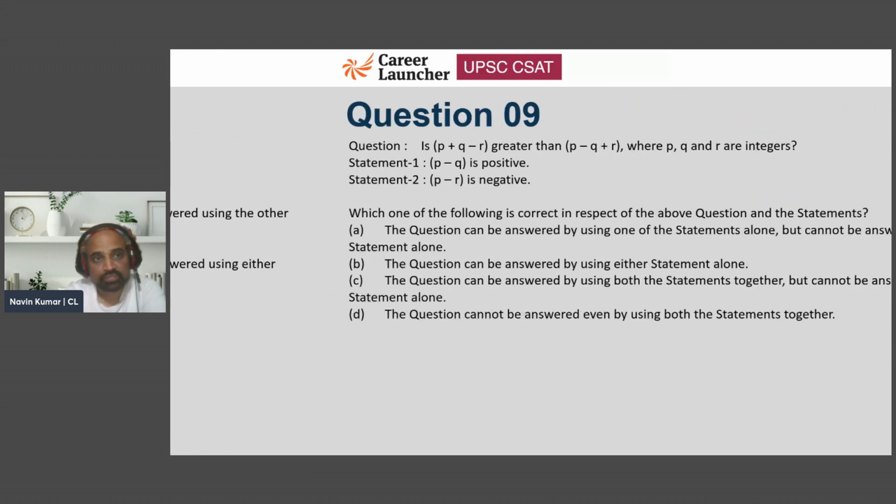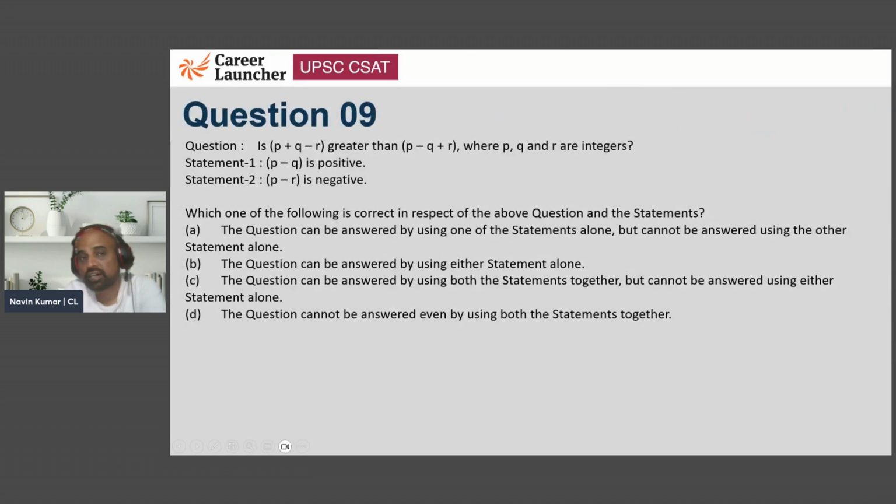Question number 9. Is P plus Q minus R greater than P minus Q plus R, where P, Q and R are integers, positive, negative, 0, everything is allowed, right? So what we will see from here is P gets cancelled out. So we will have Q is greater than R, 2Q greater than 2R, remove 2. So the question is basically asking us, is Q greater than R?